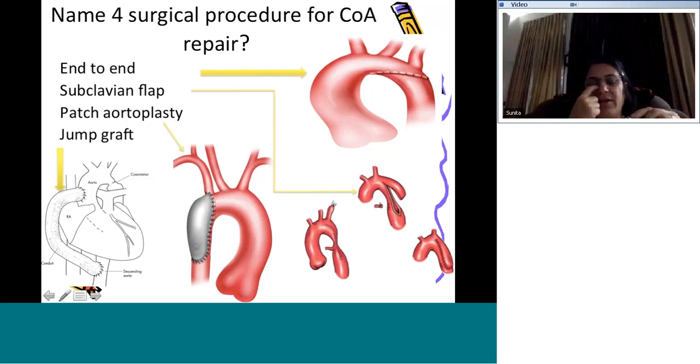End-to-end is basically when it's a narrow segment. Extended end-to-end is if it's a longer segment, you also have to bring the two ends together. So that's why it's called extended end-to-end. This is the most commonly used one for coarctation repair.